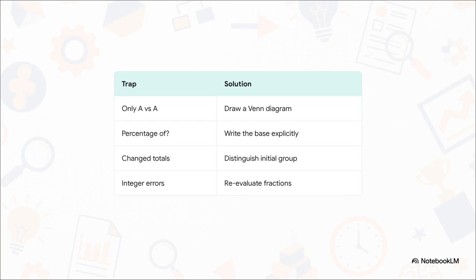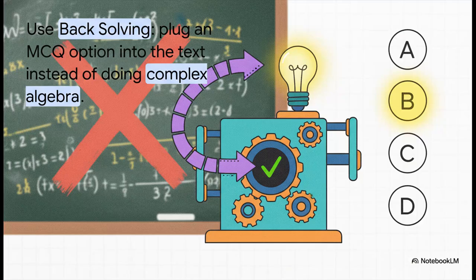Trap number 2. Always ask yourself percentage of what exactly. Explicitly write down the base. Trap 3. Keep a really close eye on your totals after any transfers happen. And trap 4. If you ever find yourself calculating a fraction of a human being or a physical product, stop right there. You've definitely made a wrong assumption somewhere. Reevaluate your integers.